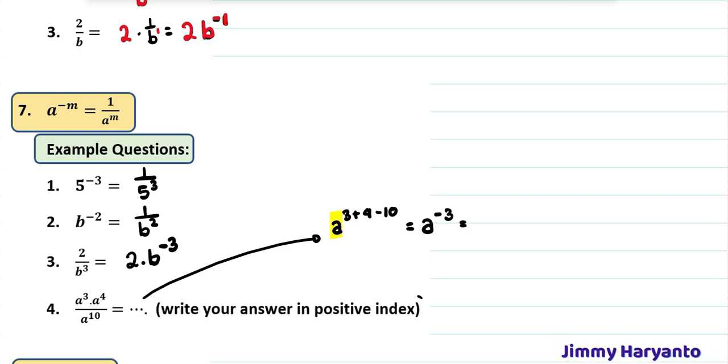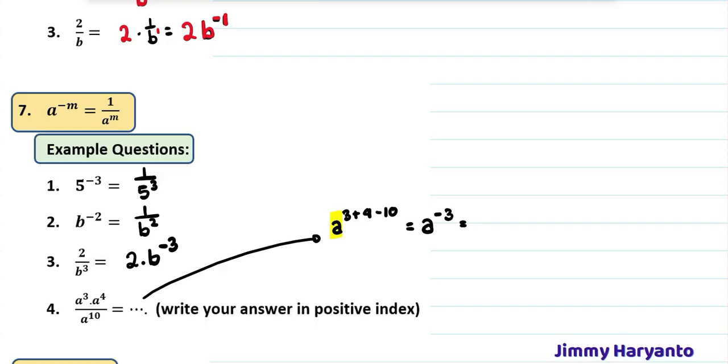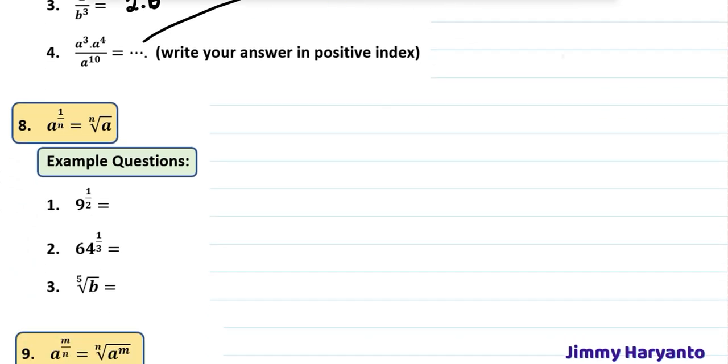And then because the question wants you to write down the answers in positive powers or positive index, that means you have to bring it down like this. When you have a to the power of negative 3 at the top, you can move it down by writing down the powers as the opposite. Yeah, so when you have negative 3, you will write it as a to the power of 3. Okay, that is 7. Next is 8.